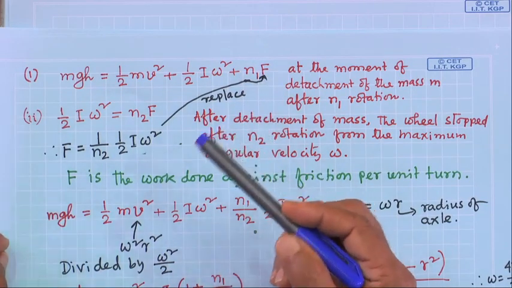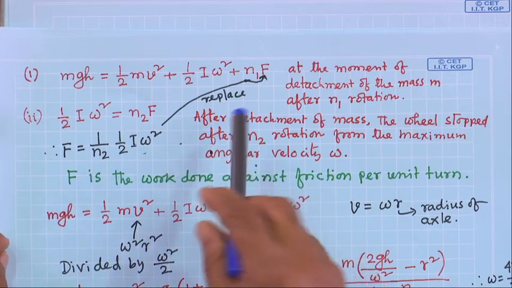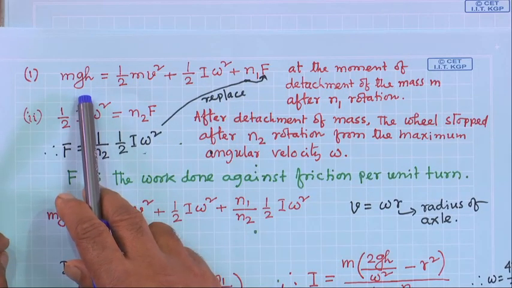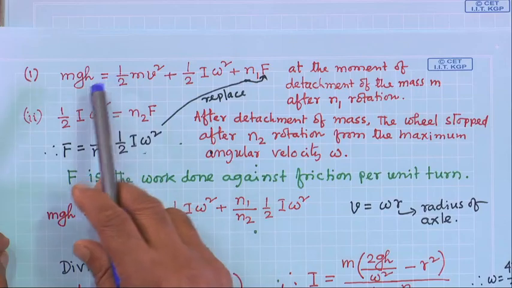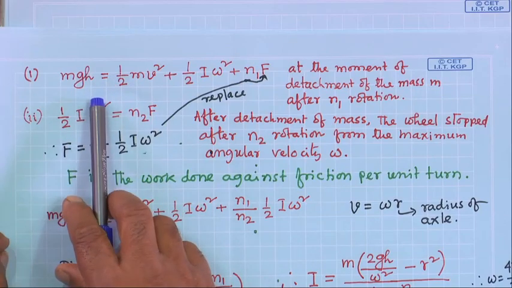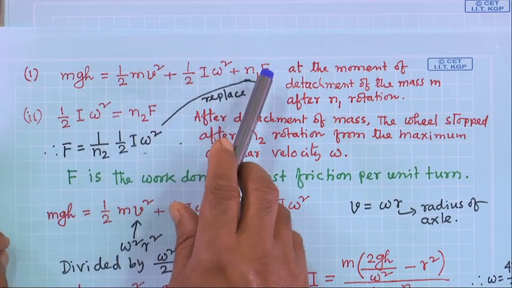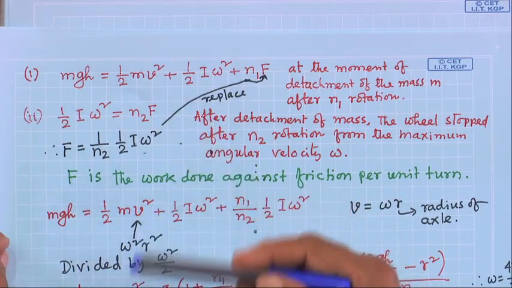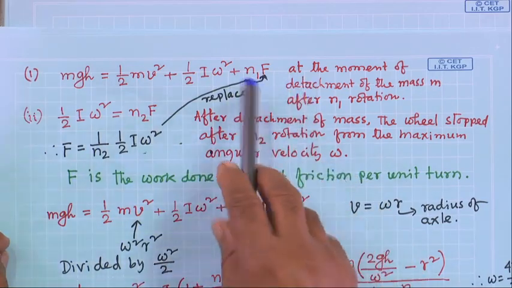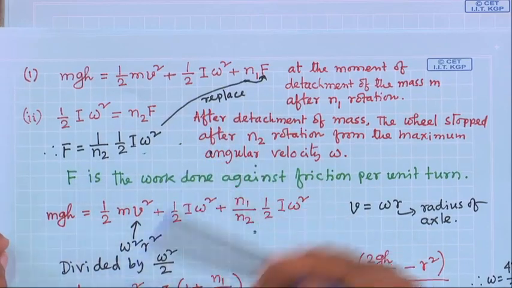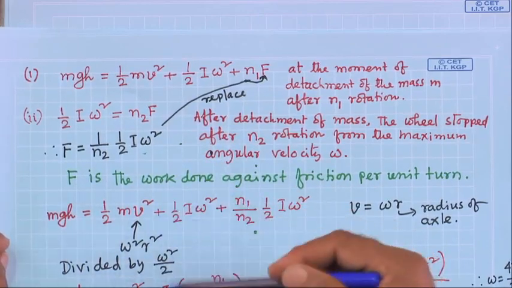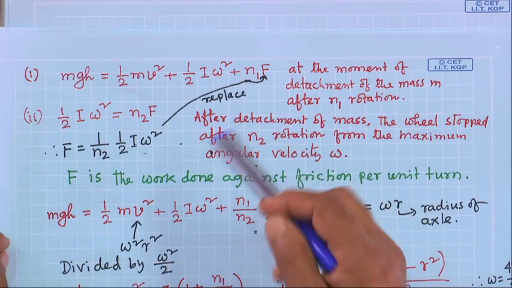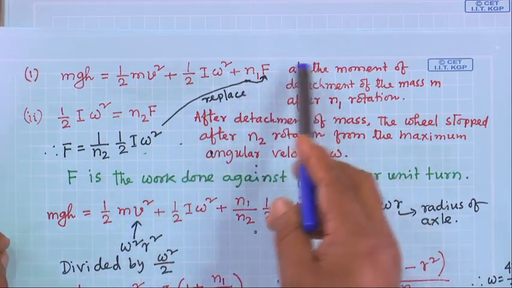As I told, mgh will be 0 when this mass touches the ground, and at that time, the number of turns it took is n1. We are counting that from the thread, or you can just count before touching the floor how many turns this wheel took.